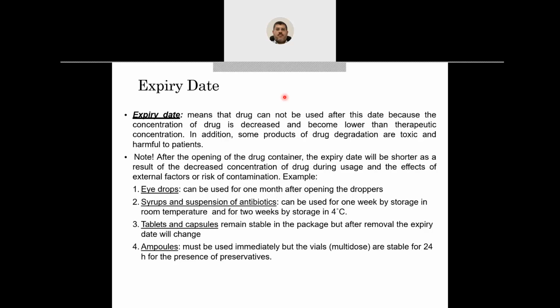So always you have two dates: production date and expiry date. Produced, for example, in 2020 and then will expire in 2024. From 20 to 24, the 4 years is the shelf life of your product. Okay. This expiry date or end of shelf life means that the drug cannot be used after this date because the concentration of the drug is decreased and become lower than therapeutic concentration.